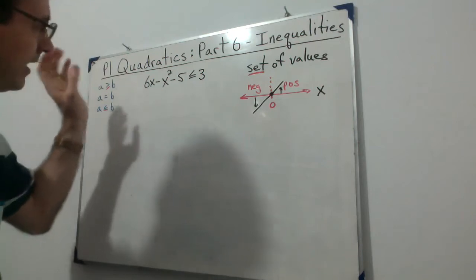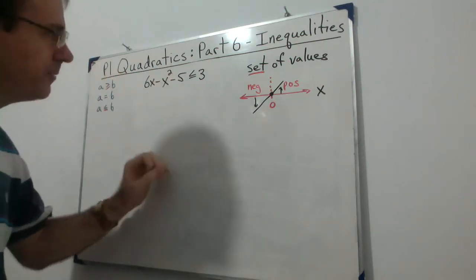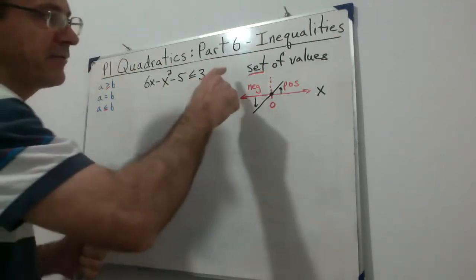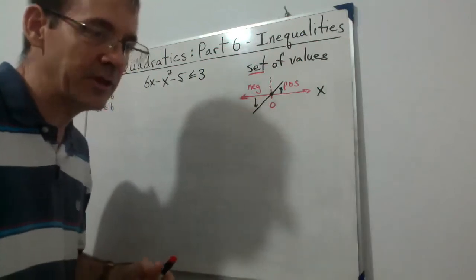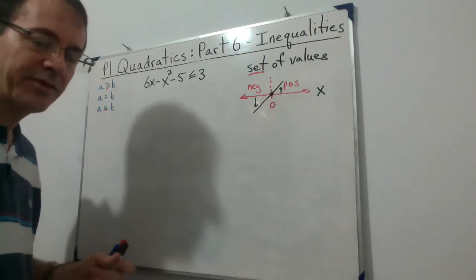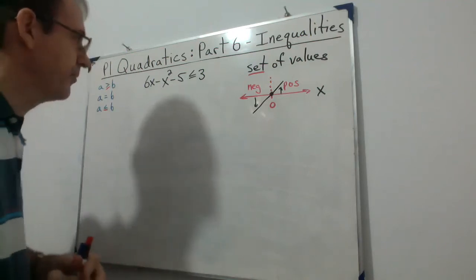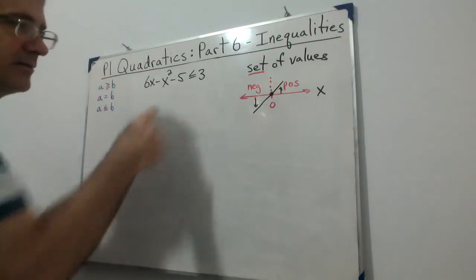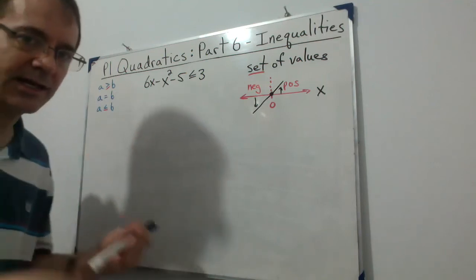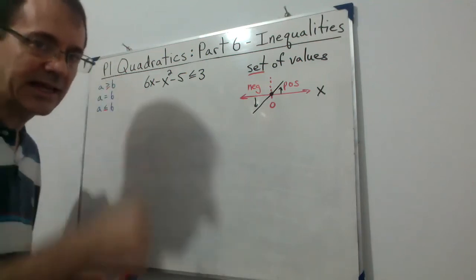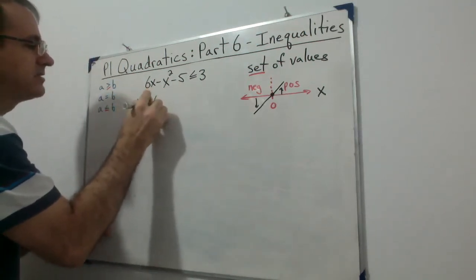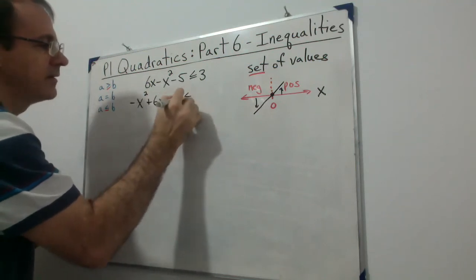So here we see a quadratic, although it's not in order. We see a less than or equal to 3, and the instructions are going to say something like find the set of values. So again, that word set is a clue that you're dealing with an answer that has inequalities in it. The first thing you want to do is put your quadratic in the proper descending exponential order. So this should be negative x squared plus 6x minus 5 less than or equal to 3.